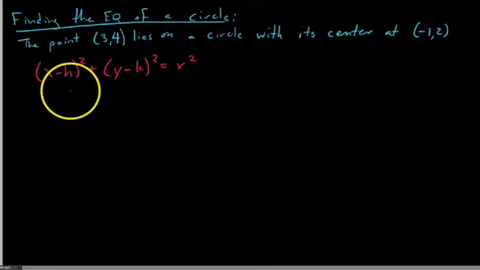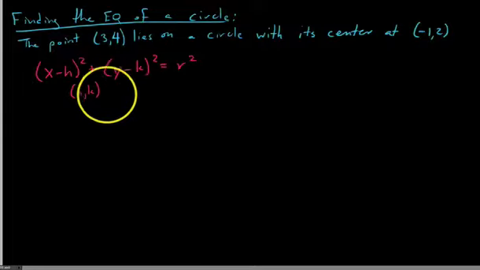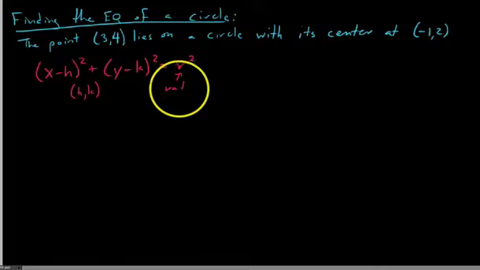where h and k both represent where the center of the circle is, the focus of the circle, and r is the radius. So this is our radius, not r squared, but r is the radius.